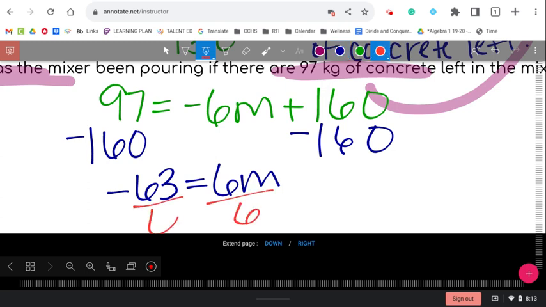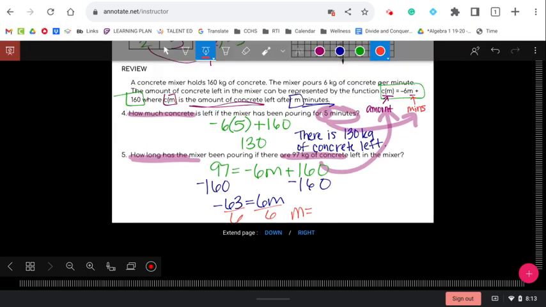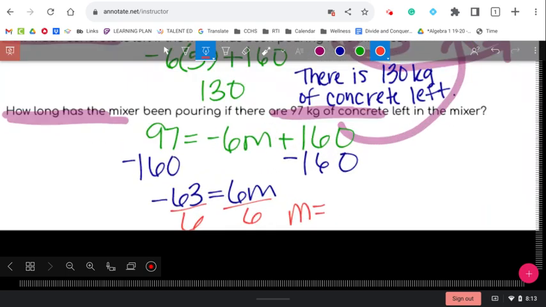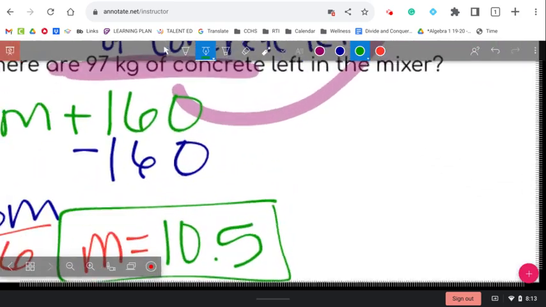And yes, you will get a decimal. Just go with it. So M is going to equal, hold on just a second, you guys, that gives me a negative number. Oh no, that should have been a negative 6. I screwed up because I didn't bring that negative down. So this should have been a negative 6. M is 10.5. Okay, so how many minutes?